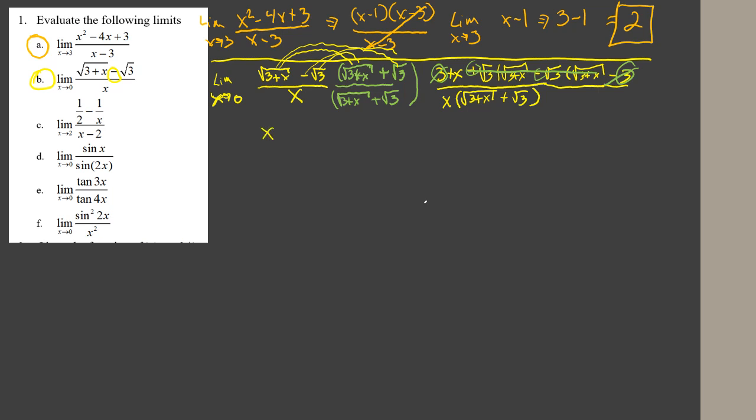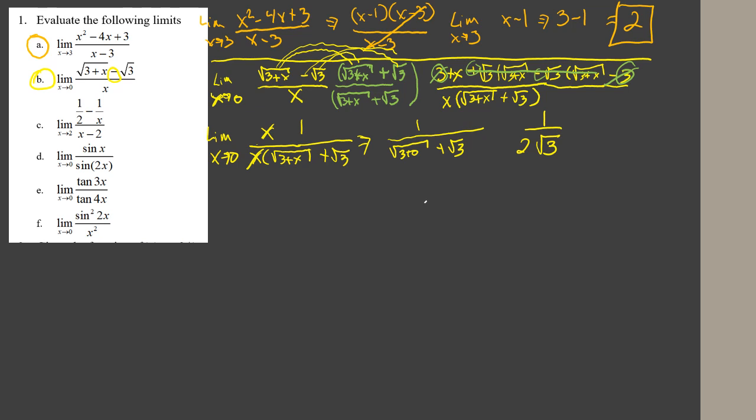Ultimately, what we're left with is x over x times the quantity square root of 3 plus x plus square root 3. And remember, we're taking the limit as x goes to 0. We can cancel out an x and an x because everything's being multiplied, and we're left with 1 over this. Now, if we use direct substitution here, that works. We have 1 over, putting our 0 in for x, square root of 3 plus 0 plus square root 3. Well, 3 plus 0 is just 3, so we have square root 3 plus square root 3. We're left with 1 over 2 square root 3. And that's the limit as x goes to 0.